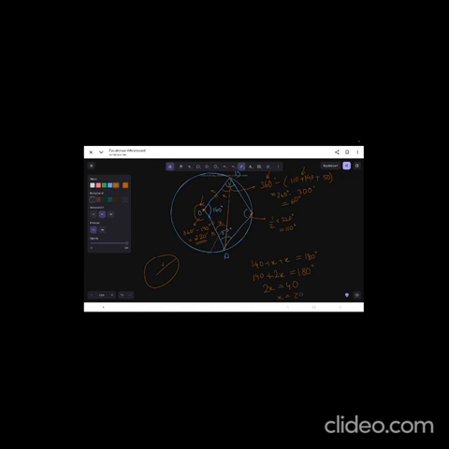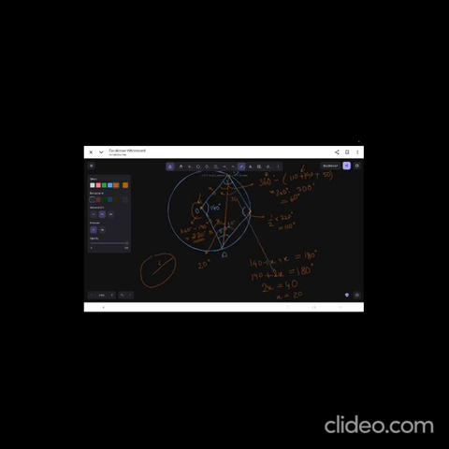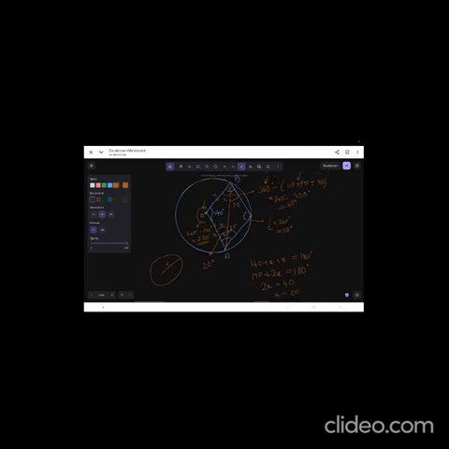So the value of x has become 20, and if the value of x has become 20, it will become 30 degree, and it will also become 30 degree. Sorry. It will also become 30 degree. Okay, understood? As the value of x becomes 20 degree, so it will also become 30 degree.